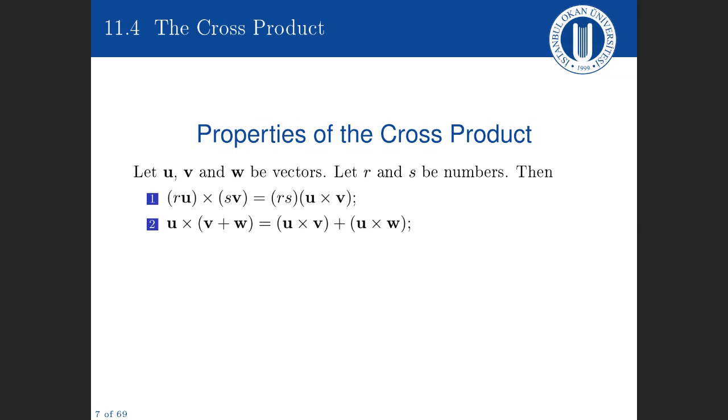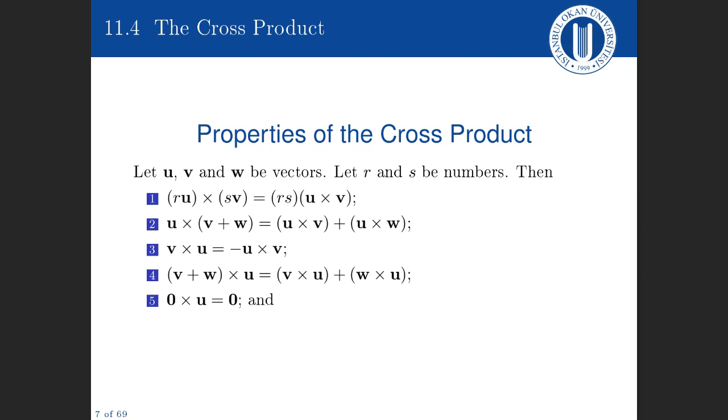Property 2, another straightforward one. U cross V plus W is the same as U cross V plus U cross W. Okay. Property 3, V cross U is the same as minus U cross V. I'll come back to that one in a moment. Property 4 is almost the same as property 2. V plus W cross U is the same as V cross U plus W cross U. We could combine number 2 and number 3 together to make number 4.